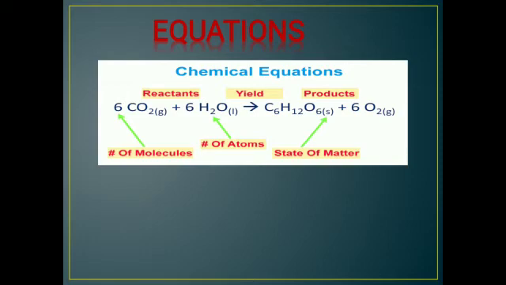The numbers in front of the formulas in a chemical equation are called coefficients. For example, in this equation, 6CO2, 6 is a coefficient, or you can say it shows the number of molecules, right? The numbers in front of the formulas in a chemical equation are called coefficients. And in 6CO2, 2 is a subscript, or it shows the number of atoms.